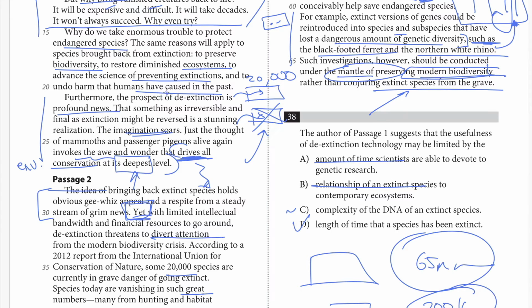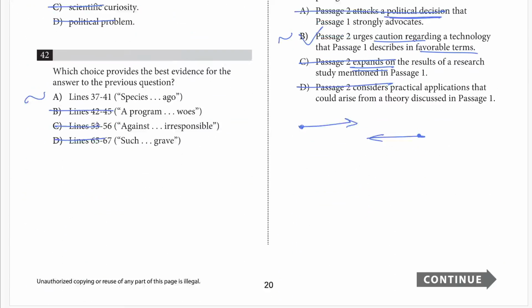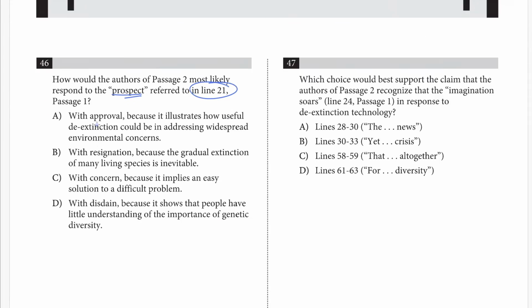Furthermore, the prospect of de-extinction is profound news, right? Remember, this whole passage was like, wow, this is so cool. That's what the ending of passage 1 is trying to tell us. Something as irreversible and final as extinction might be reversed is awesome. It's so cool, right? And that's what he's saying. This is so amazing. And then let's see what the passage 2 guys have to say about this.